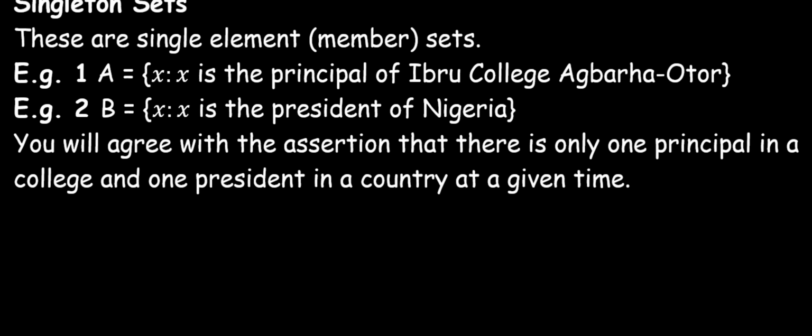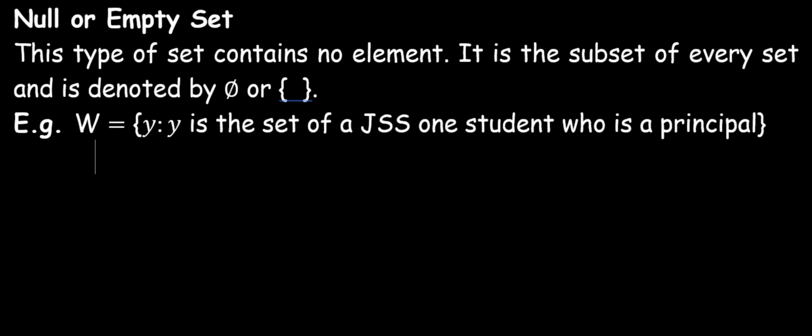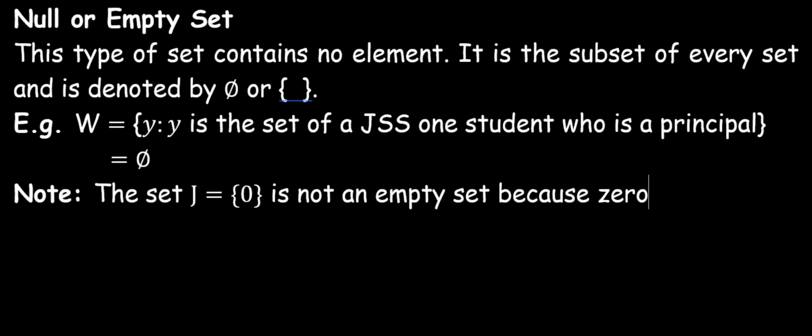The next definition of term, null or empty set. This type of set contains no element. It is the subset of every set. It is denoted by 0 with a stroke or a curly empty bracket. Let's take some examples. W equals the set of JSS1 students who is a principal. Of course, that set is an empty set. Note, the set J equals {0} is not an empty set because 0 is an element.